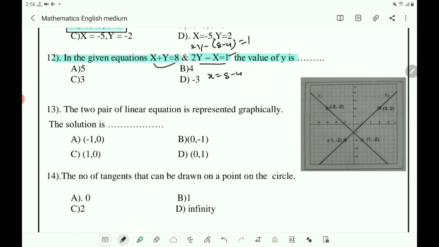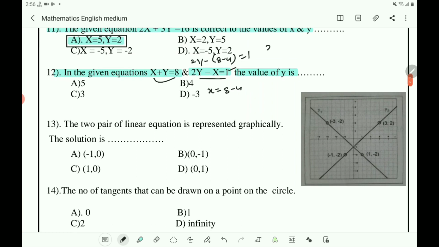Then it becomes 2y minus 8 plus y equals 1. 2y plus y is 3y equals, transfer this, 1 plus 8 which becomes 9. Then y is equal to 9 by 3, which is equal to 3. Then what is the value of y? You got 3. That is option C. What is the answer? Option C is the answer. The value of y is 3.